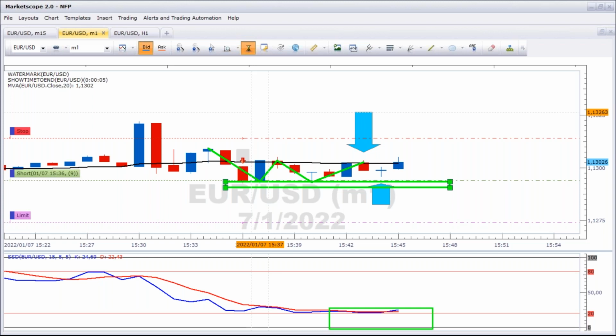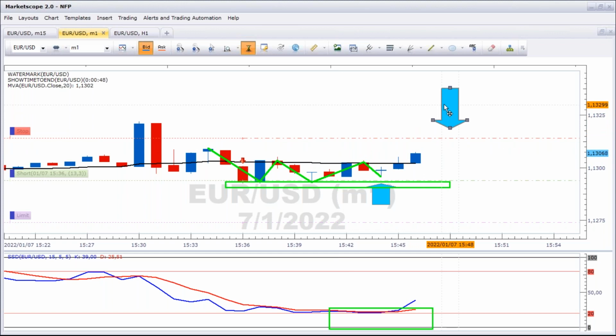All right, so at the moment, guys, it's just moving laterally, so we just got to see which way the break goes. I haven't really had the opportunity to pull that stock down just yet.